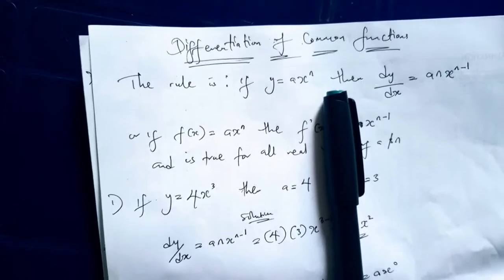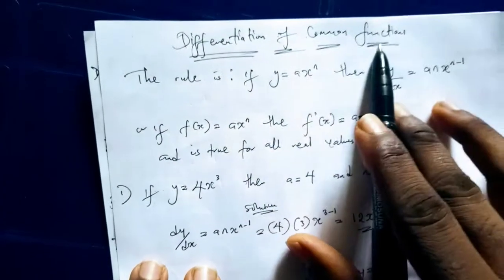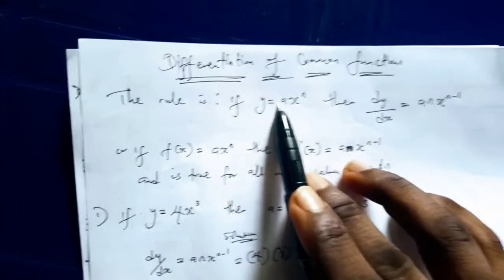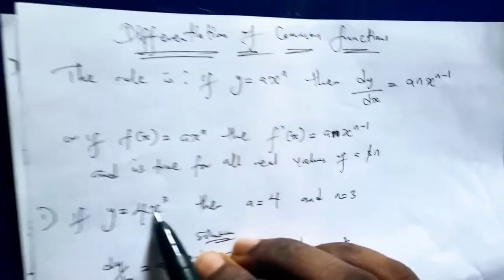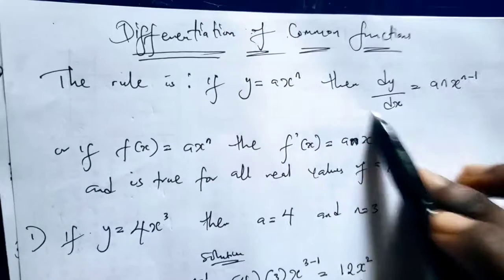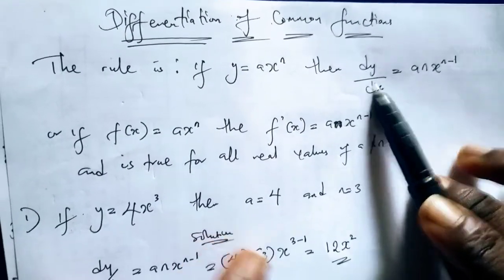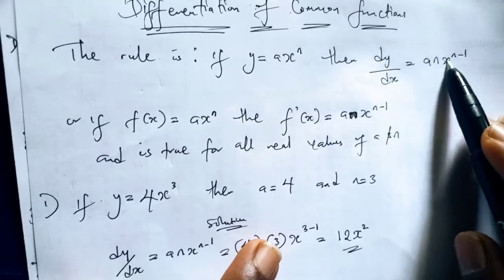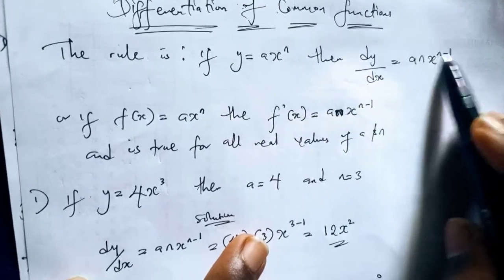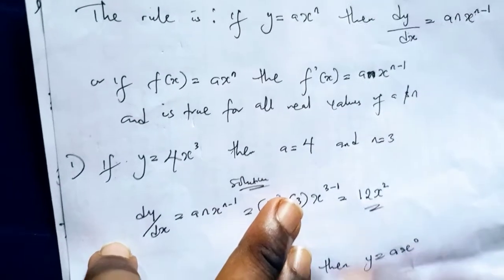Hi guys, in this video we are going to be looking at differentiation of common functions. Now the rule of differentiation is, if you are given a function y equal to ax raised to power n, then the derivative, after differentiating, is equal to a times n times x raised to power n minus 1.